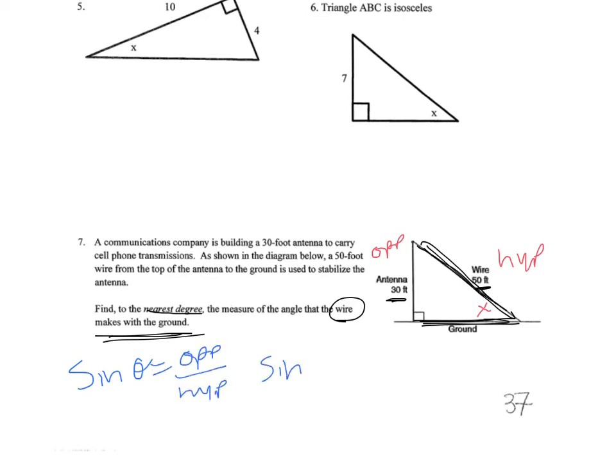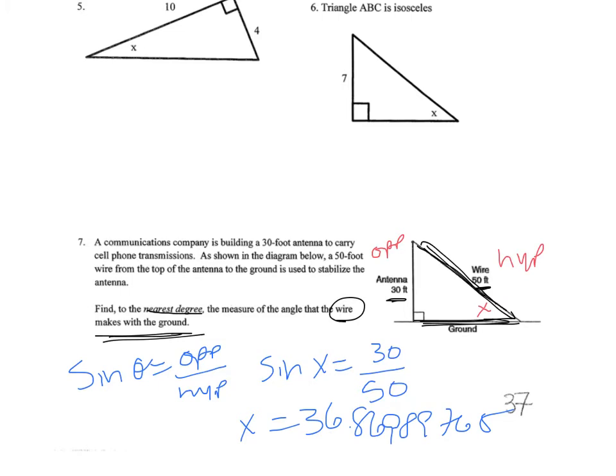Then I'm going to write sine of x equals 30 over 50. And I'm going to type it in my calculator using the second sine button. Second sine, 30 divided by 50. And it spits out 36.86989765. And then when asked to round to the nearest degree, the correct answer would be 37 degrees. Keep in mind that if this is 37 degrees, we could easily calculate this to be 53 degrees since they are complementary.